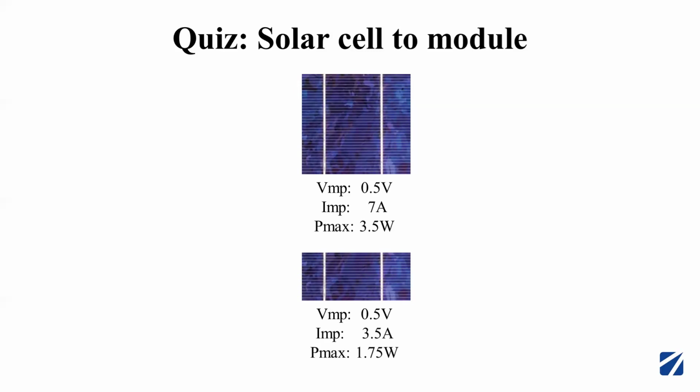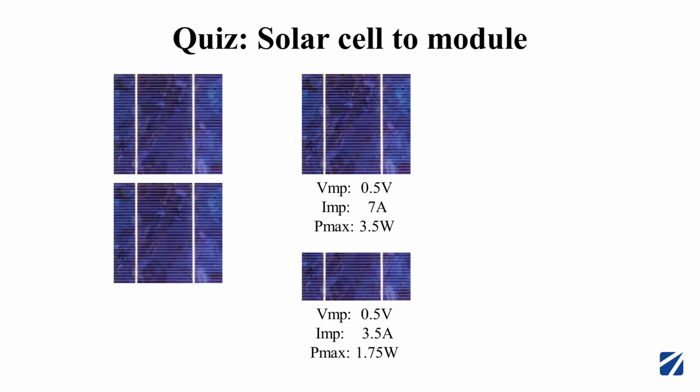The current will change because as the area is less, the absorbed solar radiation will be less. When the input is less, definitely the current output will be less. So IMP is halved, that is 3.5 amps, and Pmax will be 3.5 into 0.5 volt, that is 1.75 watts. So always understand that in solar cells, voltage is a material property and current depends on the solar radiation.